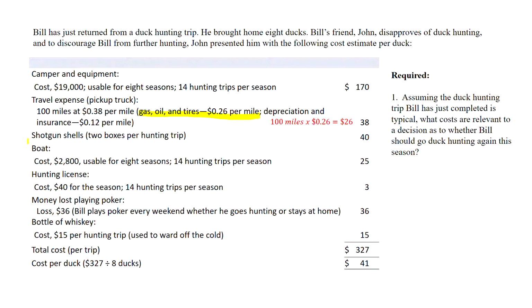The shotgun shells, 2 boxes per hunting trip, $40. Absolutely relevant. If Bill doesn't make a trip, he's not going to need the shotgun shells, so definitely we want to include those.